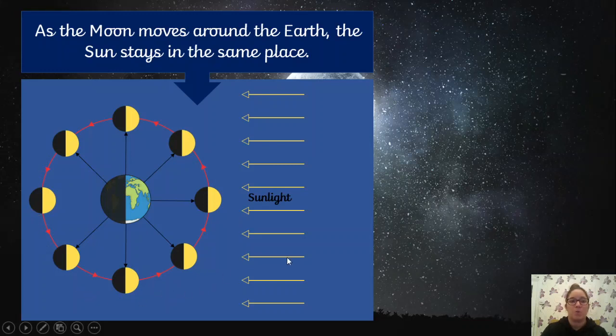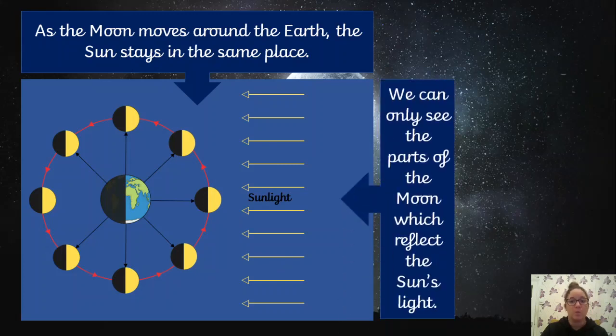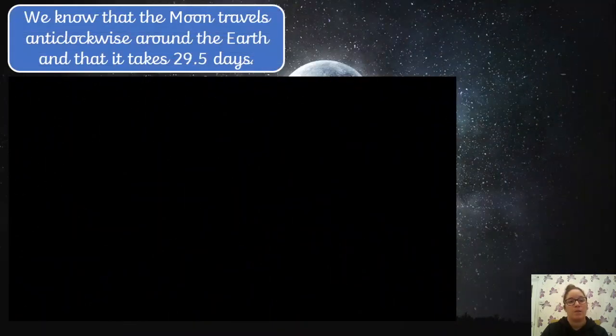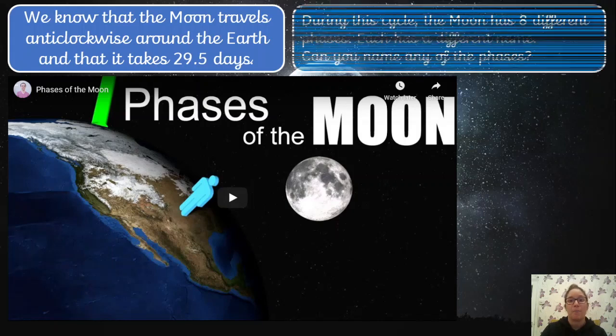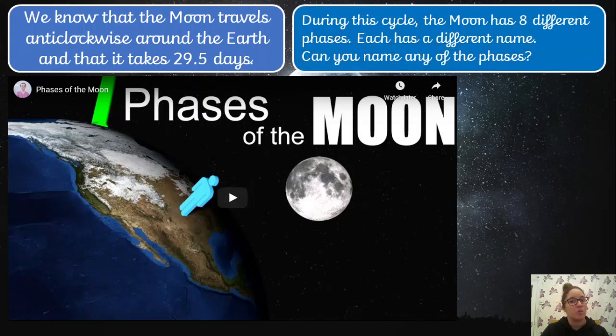Let's find out more. So we can only see the parts of the Moon which reflect the Sun's light. Okay. We know that the Moon travels anti-clockwise around the Earth and that it takes 29.5 days. And during this cycle, the Moon has 8 different phases. Each phase has got a different name.